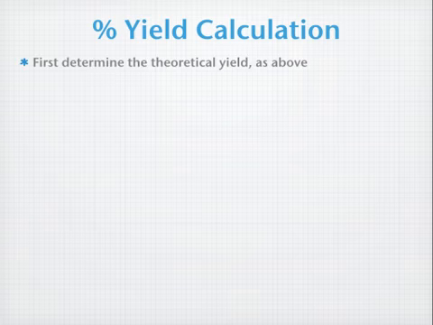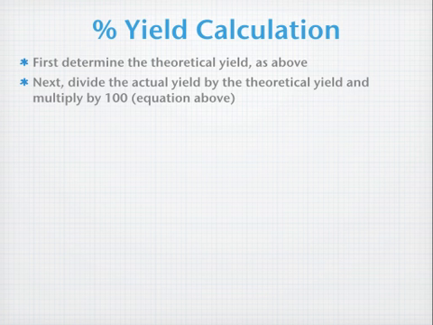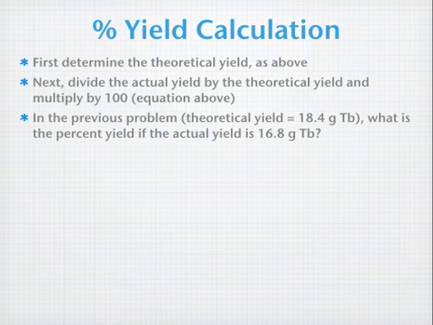So the percent yield calculation is very simple. First, determine the theoretical yield as you did above, and then divide the actual yield by the theoretical yield, multiply by 100, in the equation I gave you above.